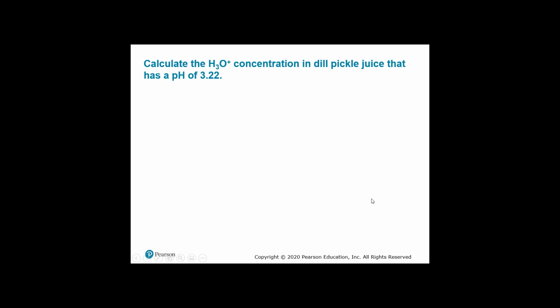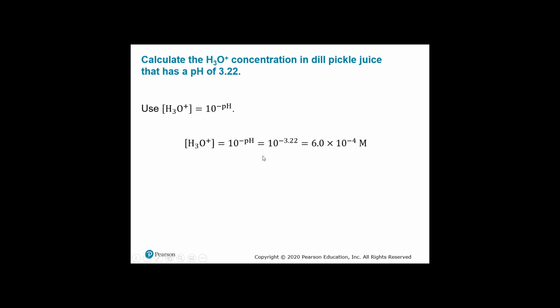Calculate the hydronium concentration in a dill pickle juice that has a pH of 3.22. Okay, so we're going to take the inverse log of the negative pH to determine the hydronium concentration. And this is 6.0 times 10 to the negative 4 molar.